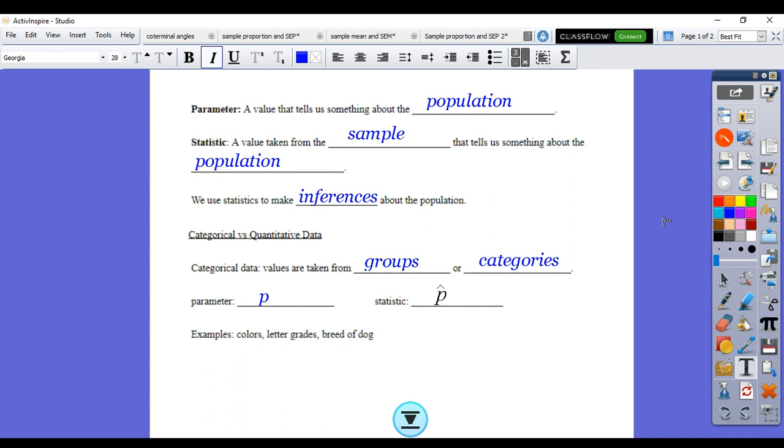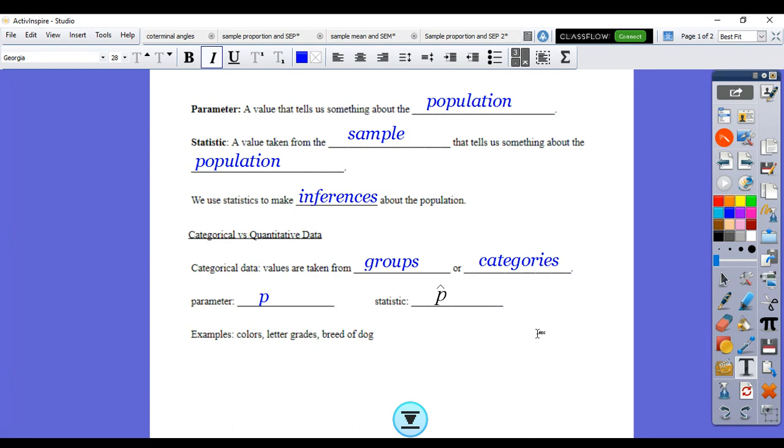Okay, in this lesson, we're talking about what are categorical versus quantitative variables, because the type of variable dictates the statistics that you'll use, and you'll need to know the difference for the next two lessons in this unit.